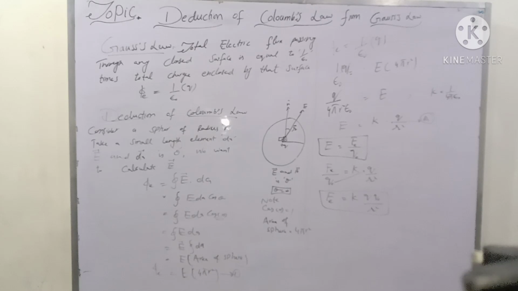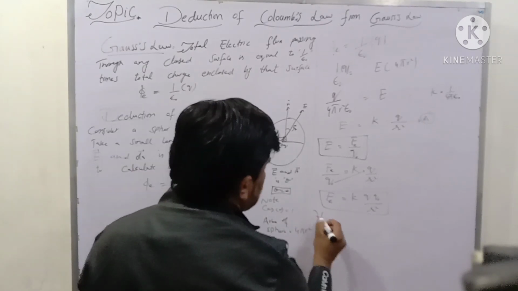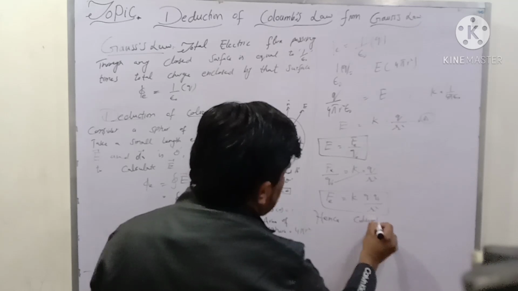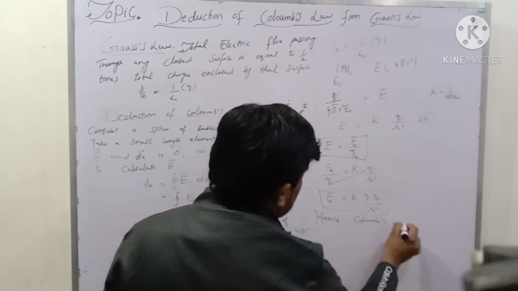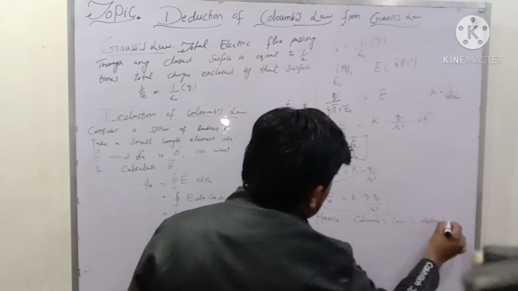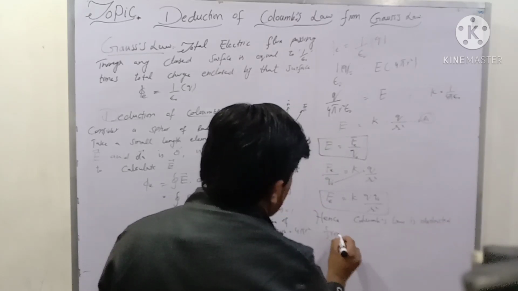This is the statement of Coulomb's law. Hence Coulomb's law is deduced from Gauss's law.